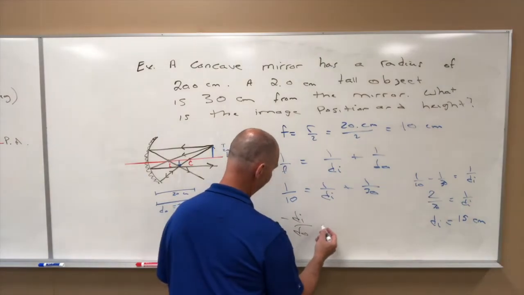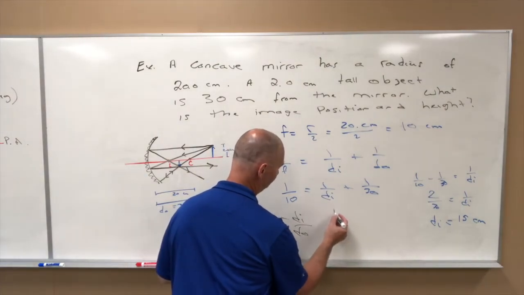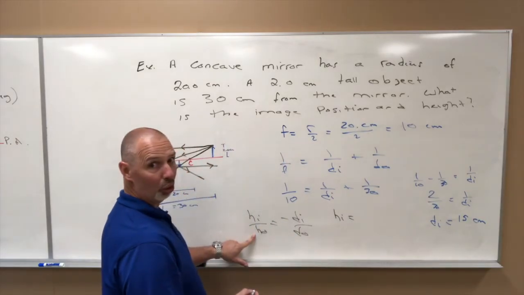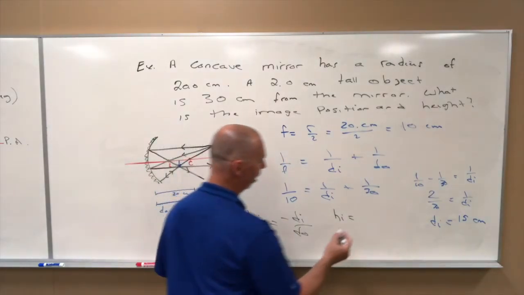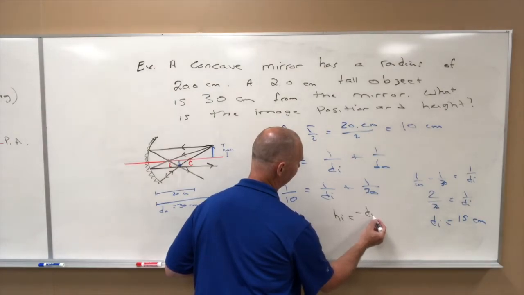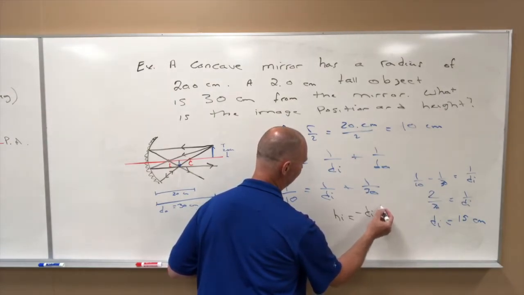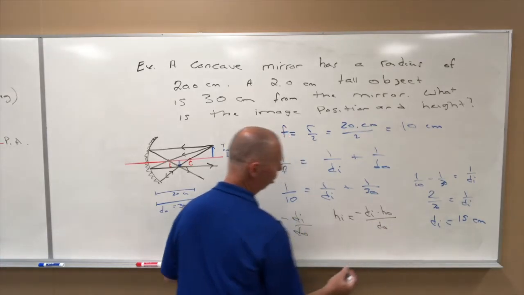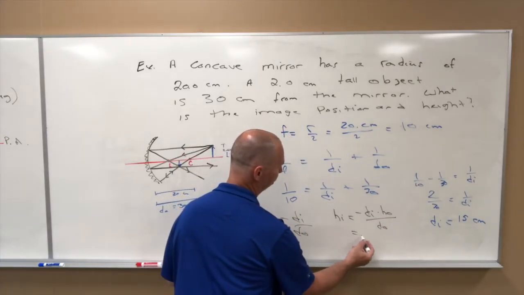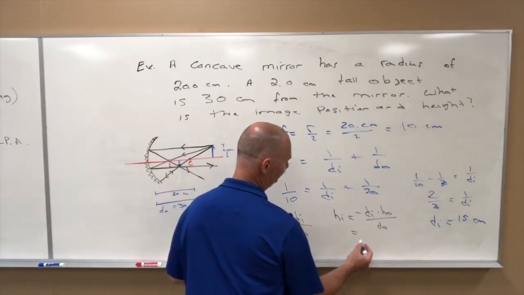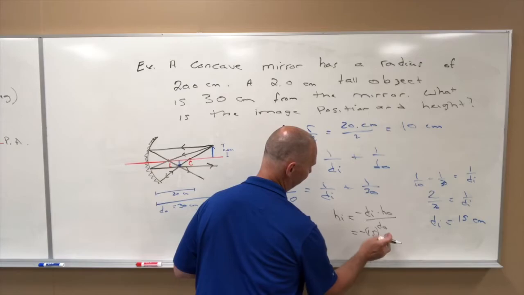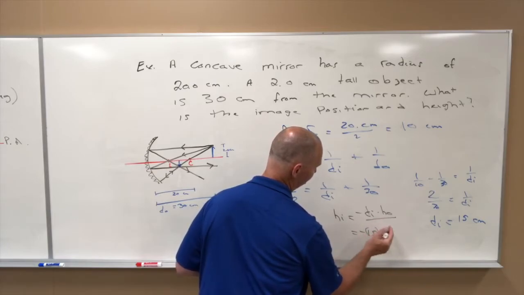So let's plug in our information here. Our hi is what we're looking for, and I'm going to multiply this ho to both sides right off the bat. We're going to get negative di times ho over do. And let's put in our numbers now. We're going to have negative 50 times negative 15. Move this do up a little bit.